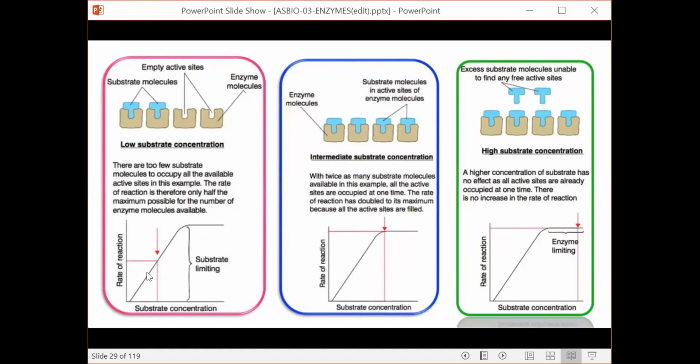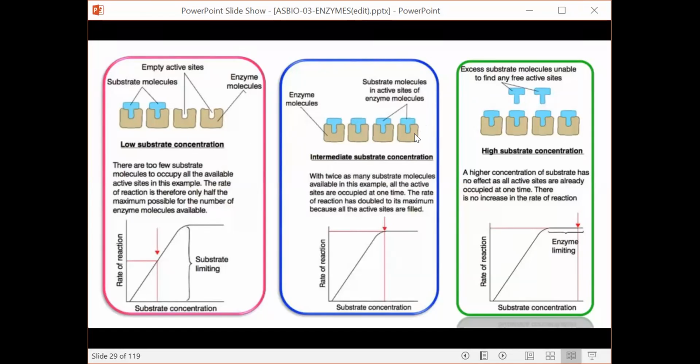Till here, who is controlling or regulating the rate of reaction? Substrate. Because a lot of enzymes are there, but as we add substrate, the rate increases because free enzymes are there to bind to the substrate. Here, what is happening? Both are at the same point.